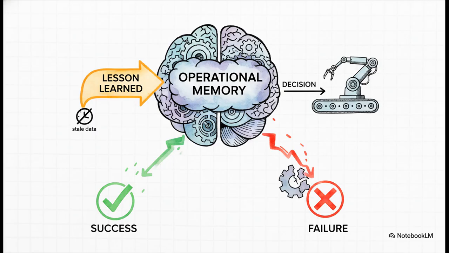This is basically behavioral memory. It's not about what was said, it's about what was done and whether it actually worked out. This is how an agent learns from its past mistakes and actually gets better over time. It's the difference between knowledge and wisdom.